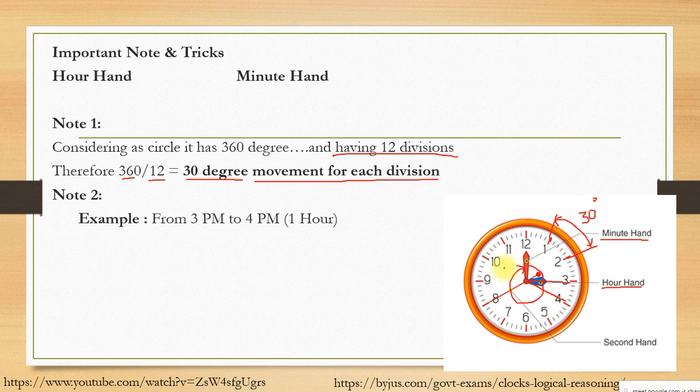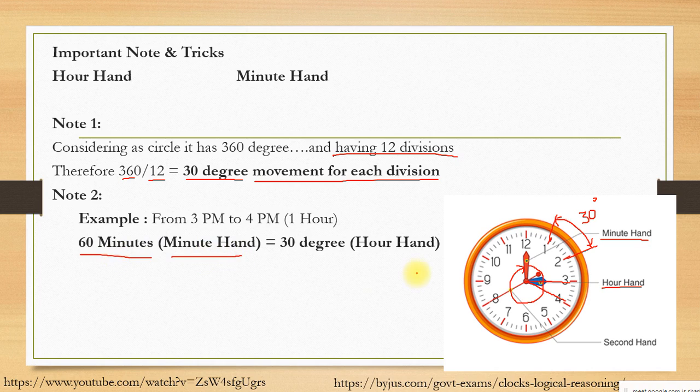One complete rotation is equal to 60 minutes. So if the minute hand rotates 60 minutes, the hour hand moves 30 degrees. Remember, this is minutes and this is degrees, this is for the minute hand and this is for the hour hand. Please do not confuse the two. So the concept is: when the minute hand makes one complete rotation, the hour hand moves 30 degrees. From the minute hand, we have to find how many degrees the hour hand rotates.